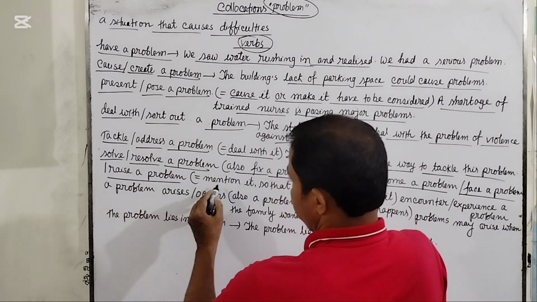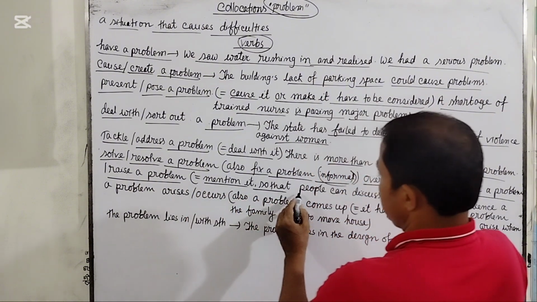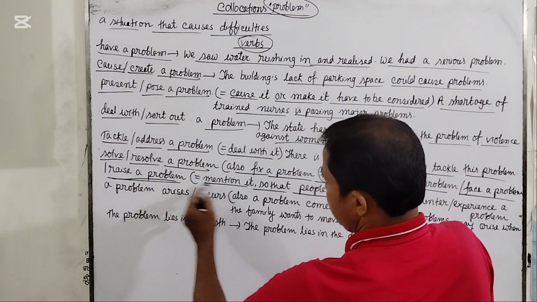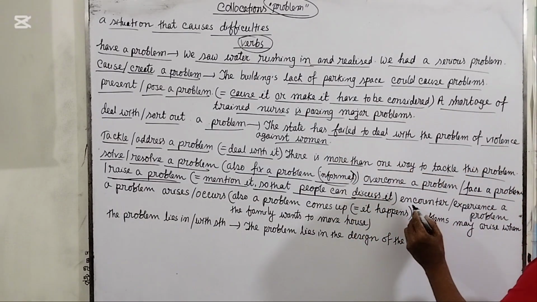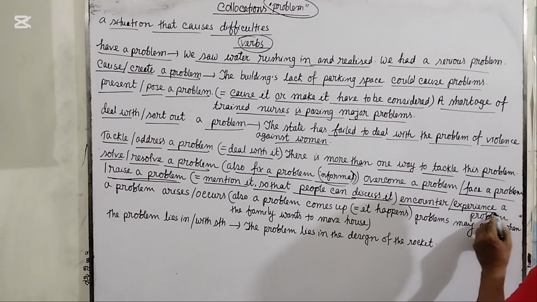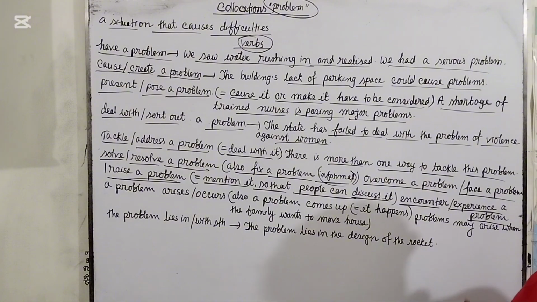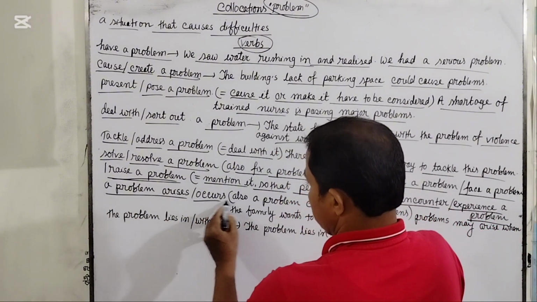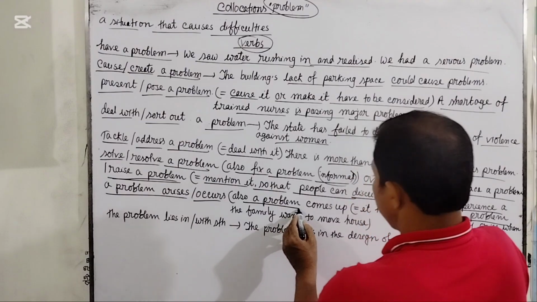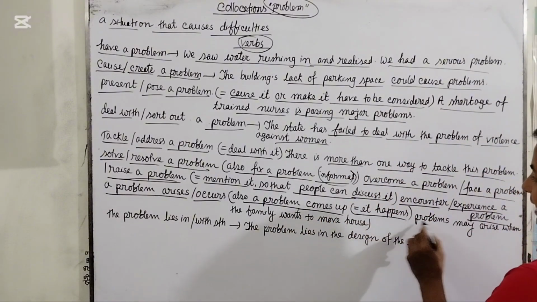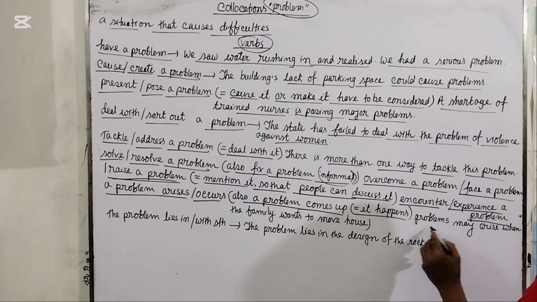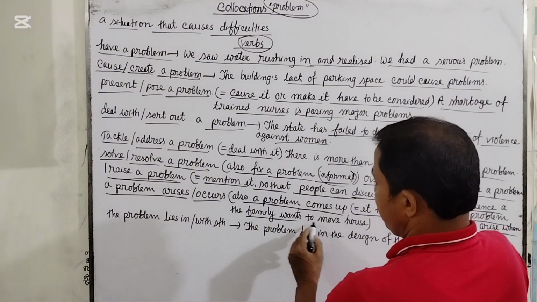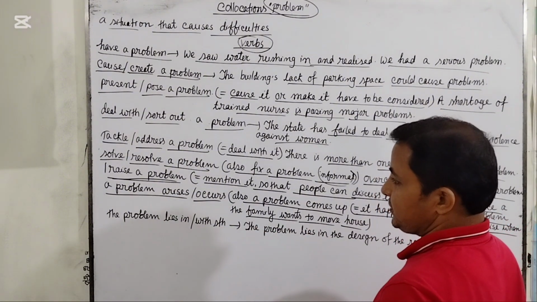Raise a problem. Mention it so that people can discuss it. Encounter or experience a problem. A problem arises or occurs. Also a problem comes up. It happens. Problems may arise when the family wants to move house.